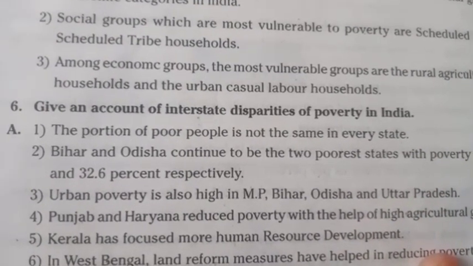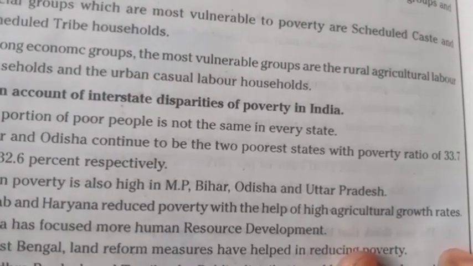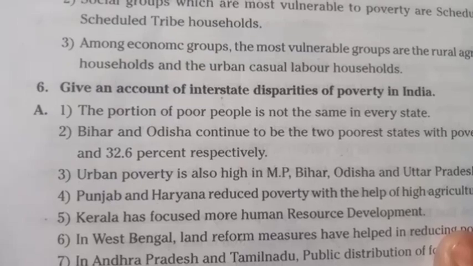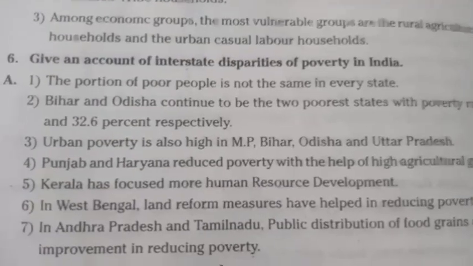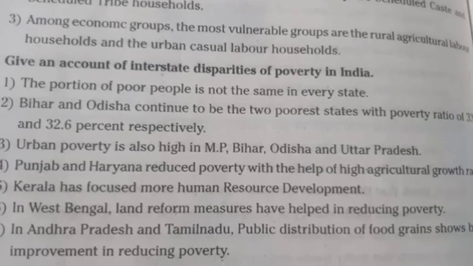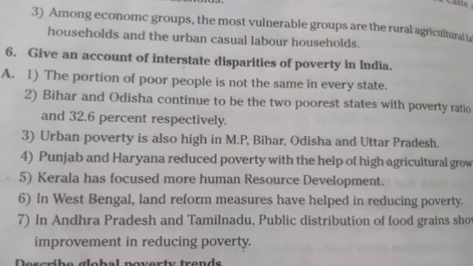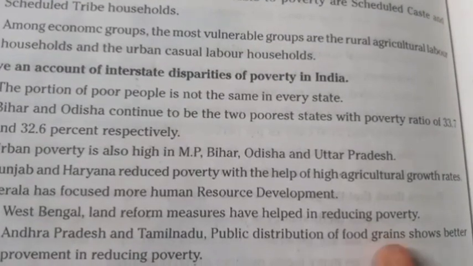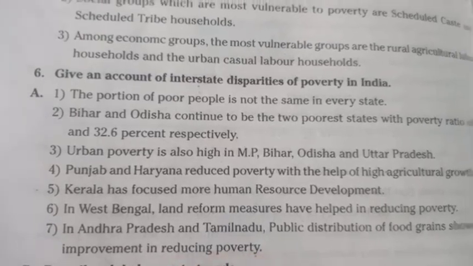Fourth point, Punjab and Haryana reduced poverty with the help of high agricultural growth rates. Fifth point, Kerala has focused more on human resource development. Sixth point, in West Bengal, land reform measures have helped in reducing poverty. Seventh point, in Andhra Pradesh and Tamil Nadu, public distribution of food grains shows better improvement in reducing poverty.